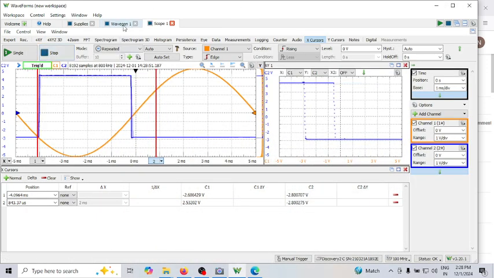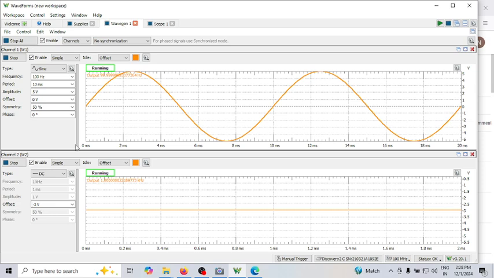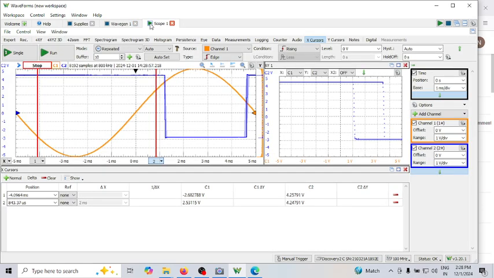It should be positive, no? I think it's actually negative, so let me make it positive. Now let me go to the scope and run this. So let me set this. This is VTL, the low to high transition. This is VTH, which is the high to low transition. Cursor 2 corresponds to VTH, which is 3.4.